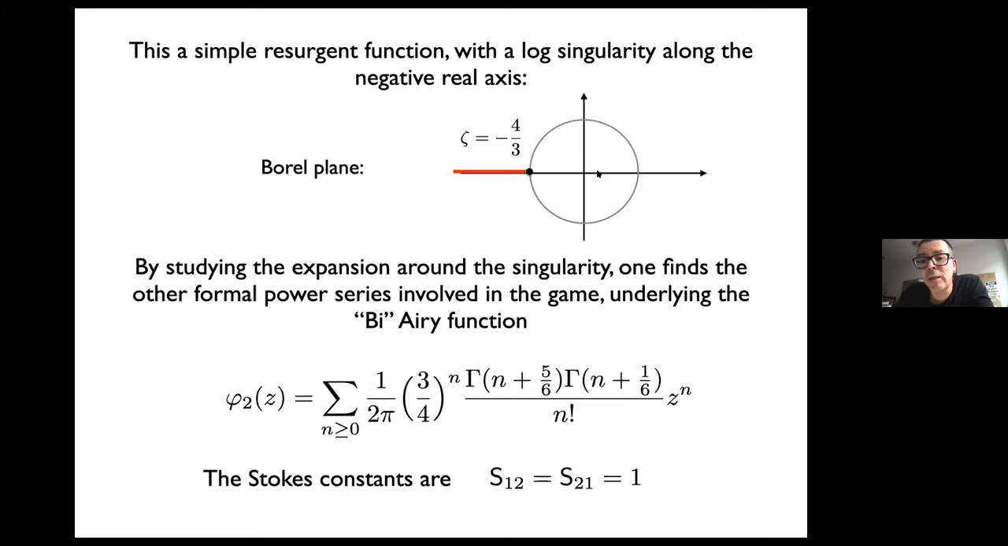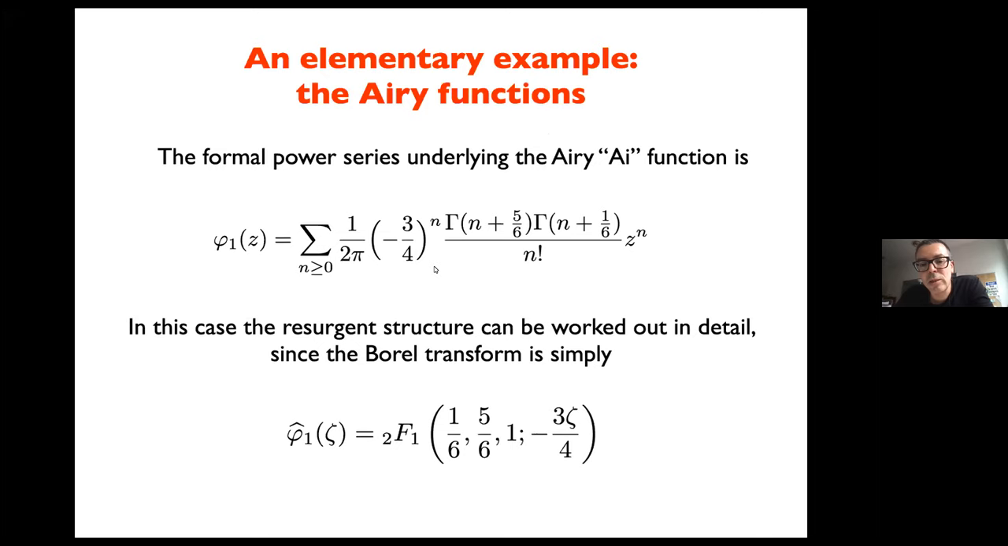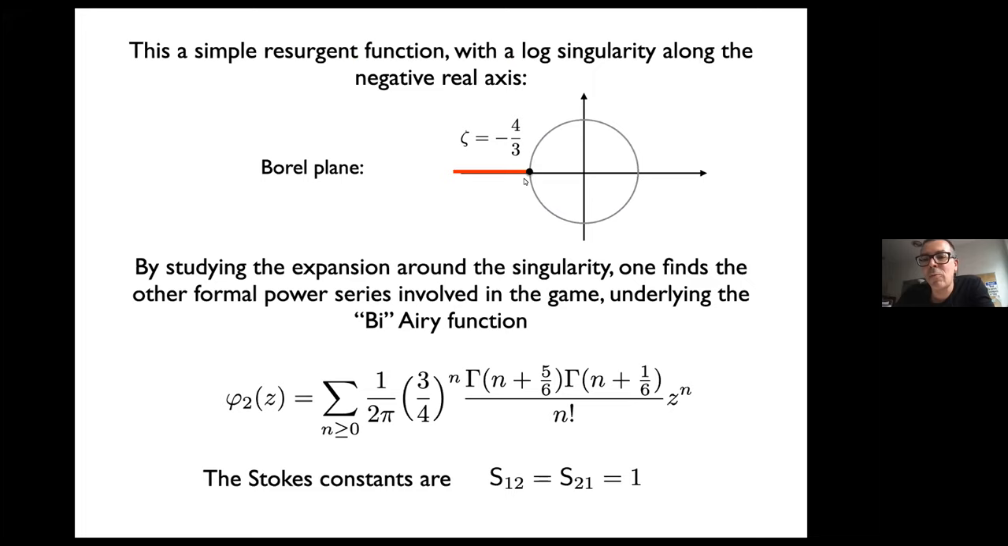The structure of the Borel plane is very simple. There is a region of analyticity around the origin. There is the closest singularity here on the negative real axis. And now you can do this game of expanding this Borel transform around the logarithmic singularity that appears here. When you do that, you will find another formal power series. You can actually work this out very explicitly by using elementary properties of hypergeometric functions. Remember that this one here has this minus sign, so it's an alternating power series. When you look at the other formal power series that appears here, you find a series which is no longer alternating. And it's interesting because you can regard this as the instanton sector of the Airy function. It's actually the formal power series which appears in the asymptotics of the other Airy function, the Bi function. Now, the Stokes constants here are very easy to calculate. You can see that they are just one. Okay, so this is an example in which you have integer Stokes constants.